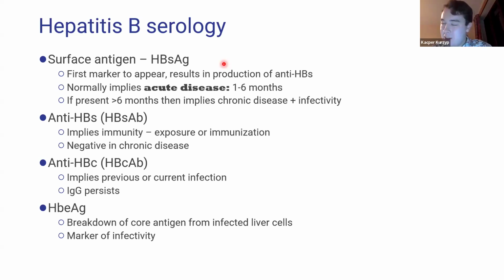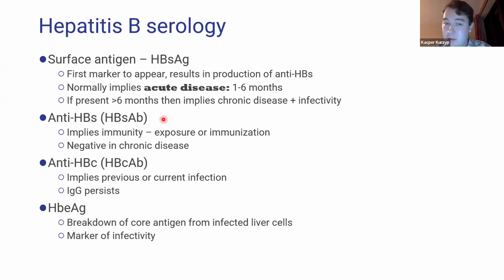If you have hepatitis B surface antigen circulating in your blood, this means that you are currently infected with Hep B, and there are no ifs and buts about it. If it's early post-infection, it may be acute disease. However, if it persists for more than 6 months, you have lost the lottery and you have become infected chronically.